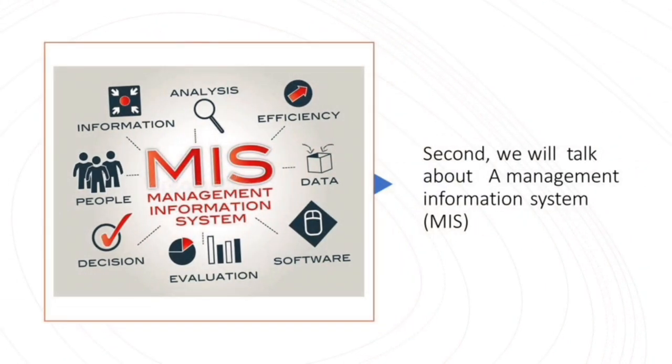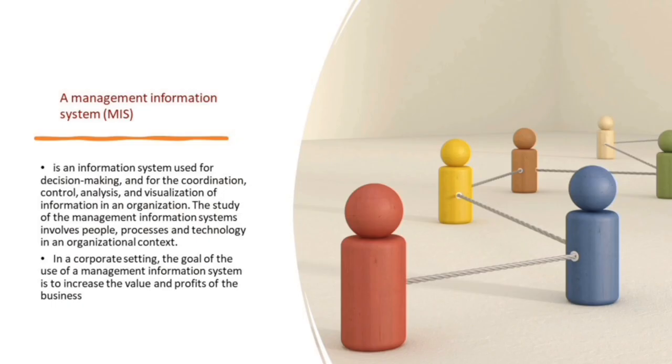And I will talk about the management information system, MIS. So what's an MIS? It's an information system used for decision making and for the coordination, control, analysis, and visualization of information in an organization. The ultimate goal of the use of a management information system is to increase the value and the profits of the business. Also, MIS summarizes and reports on basic operations using data from TPS. Moreover, it provides middle managers with reports on the firm's performance.